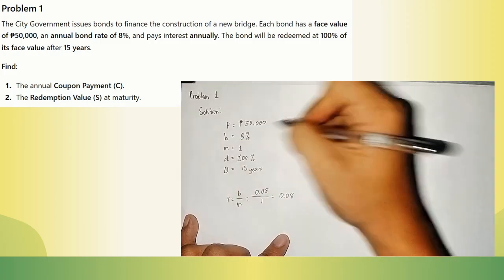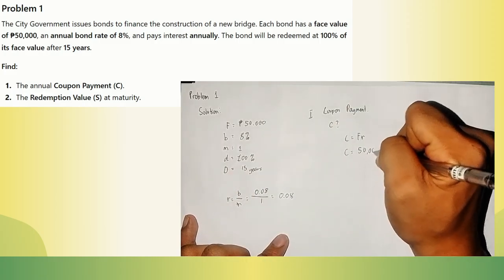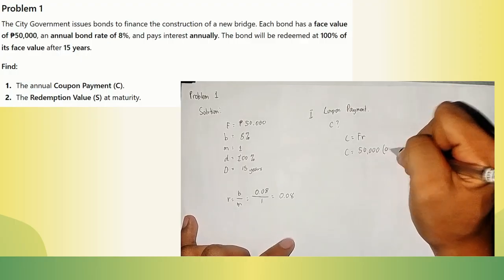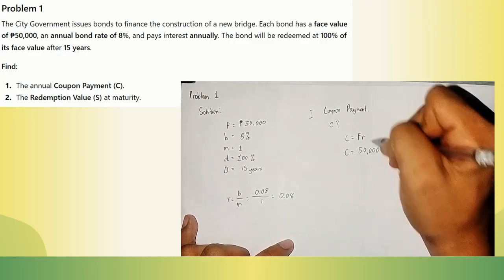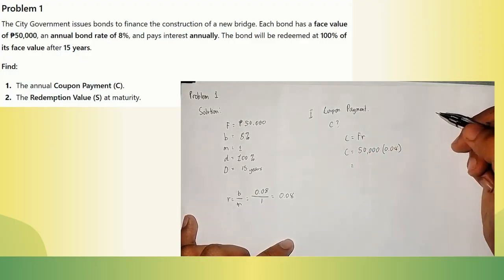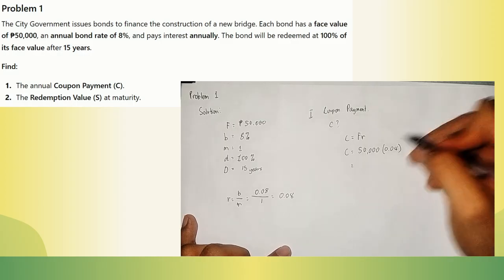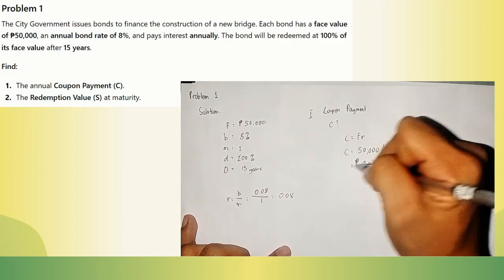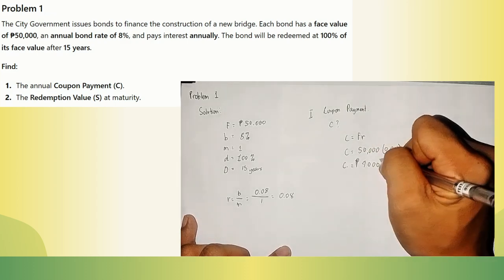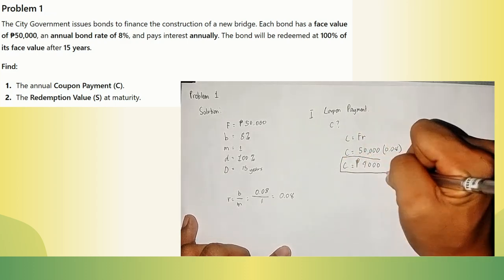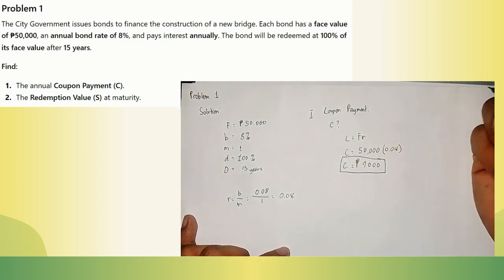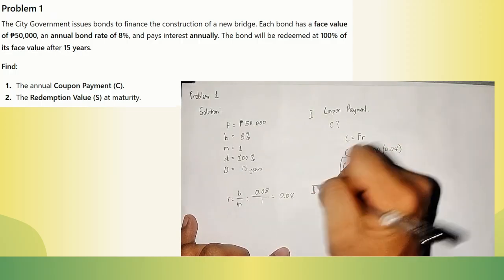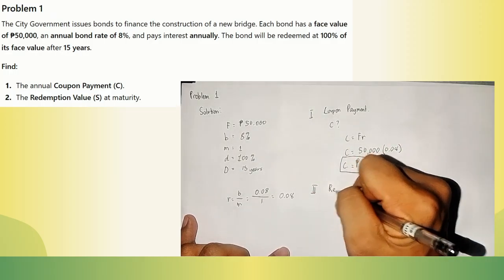We know that our F is 50,000. 50,000 times 0.08 or R. So 50,000 times 0.08, we have 4,000 pesos. This is now our coupon payment. Now the second is the redemption value.